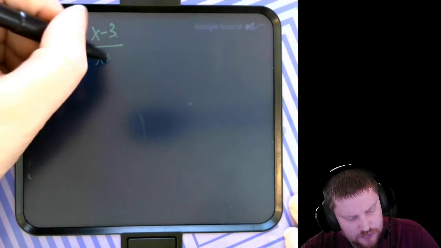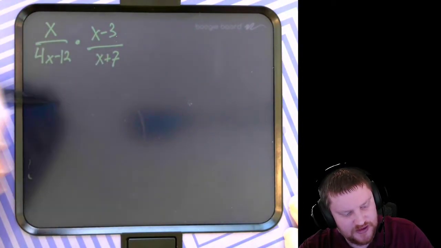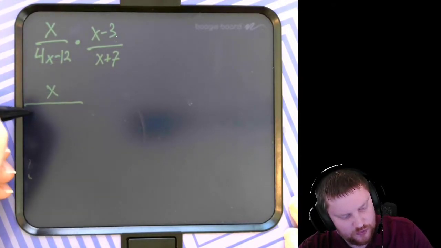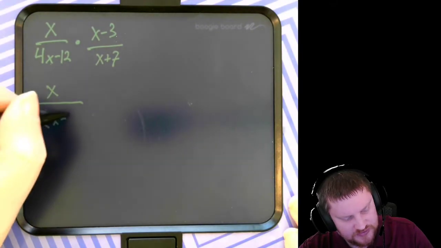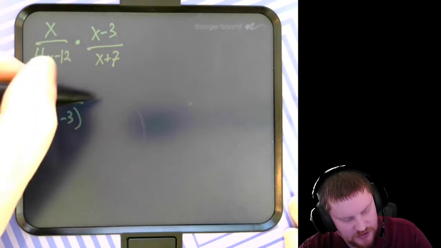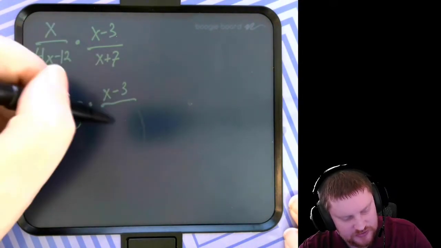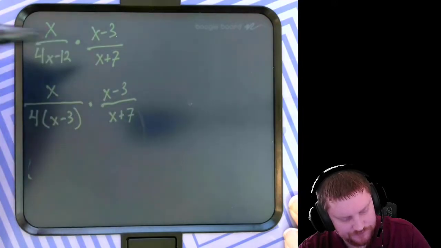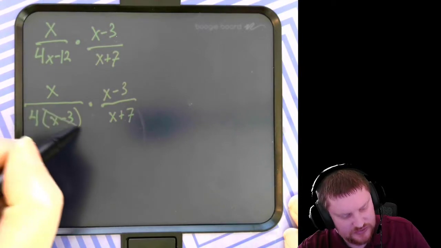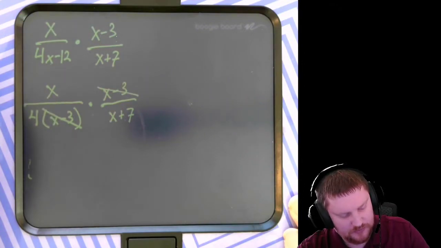As we talked about during our notes, first thing we want to do is factor out all four of these. So x is already as fully factored as it gets. 4x and negative 12 share a 4, so we can pull a 4 out. That leaves us with x minus 3, because 4x divided by 4 is x, and 12 divided by 4 is 3. On the right, x and negative 3 don't share anything. x and 7 don't share anything. So it looks like this x minus 3 is going to cancel with this x minus 3 because they're on opposite sides, top to bottom.